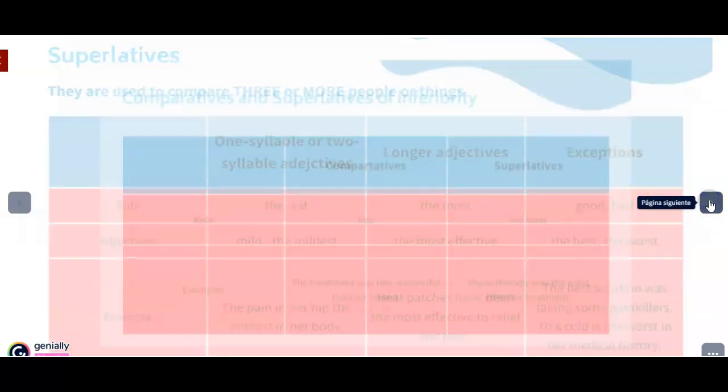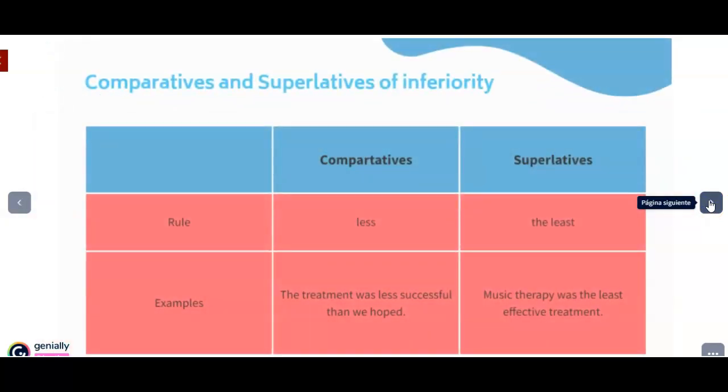But what happens if I don't want to show the superiority and I want to show inferiority? This is easier to use because we only have one rule for each. If we're using comparatives, we always use "less." No matter if it is 1 syllable, 2 syllables, 3 syllables, we're going to say "less." For example, in the comparatives: the treatment was less successful than we hoped. Menos, exactly. And then we have superlatives.